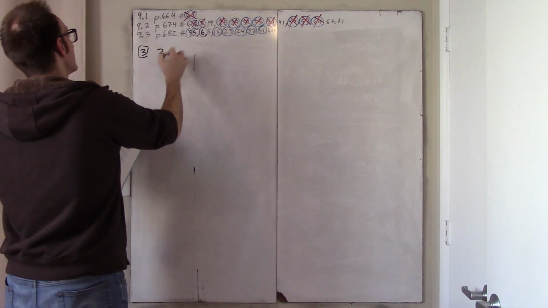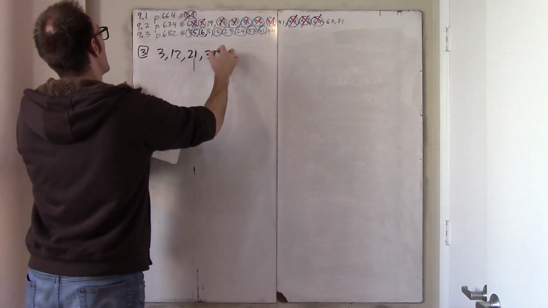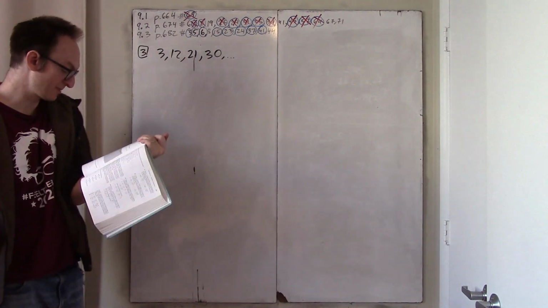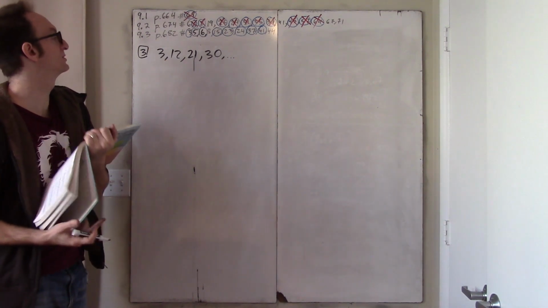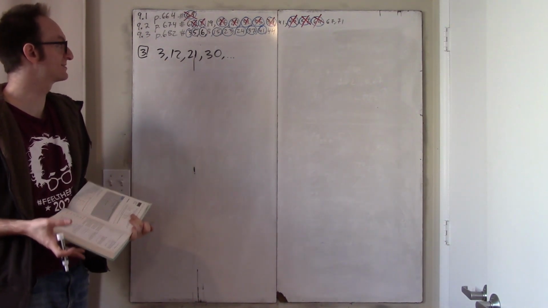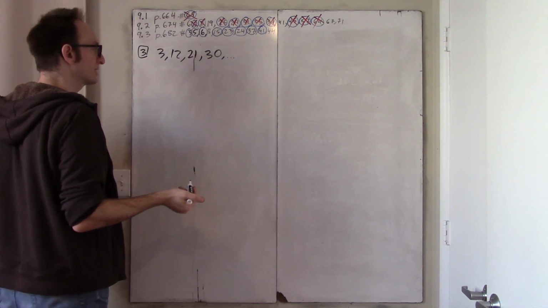So here we have 3, 12, 21, 30, etc. Question, is this a geometric sequence? No, of course not. It is in fact arithmetic. We go up by 9 every single time. Is it geometric? It just isn't.